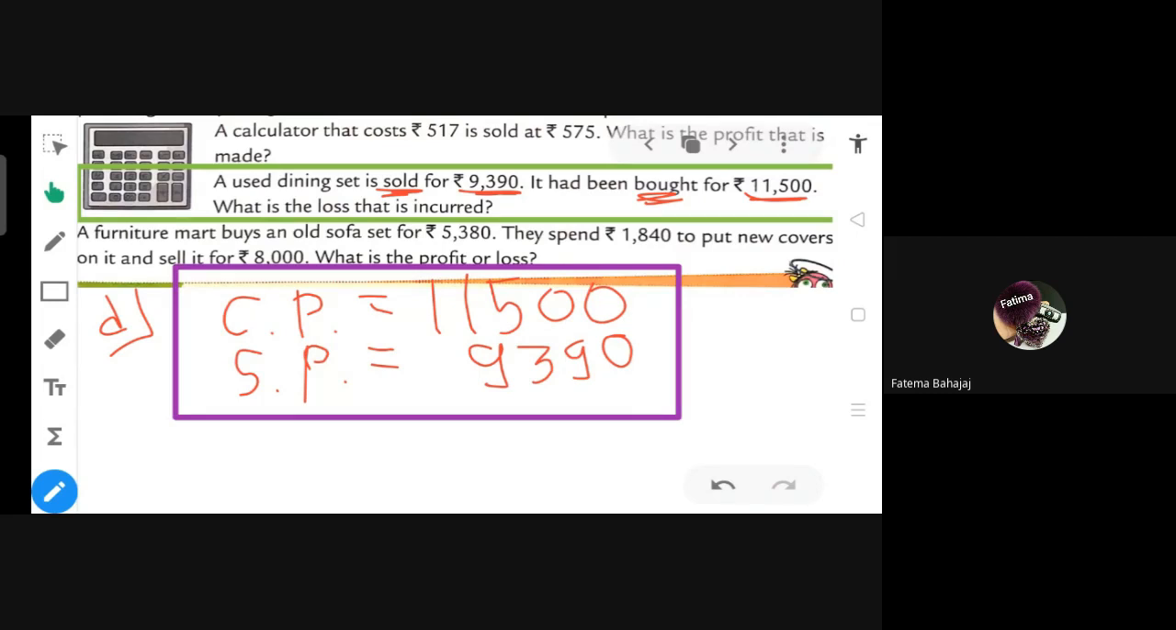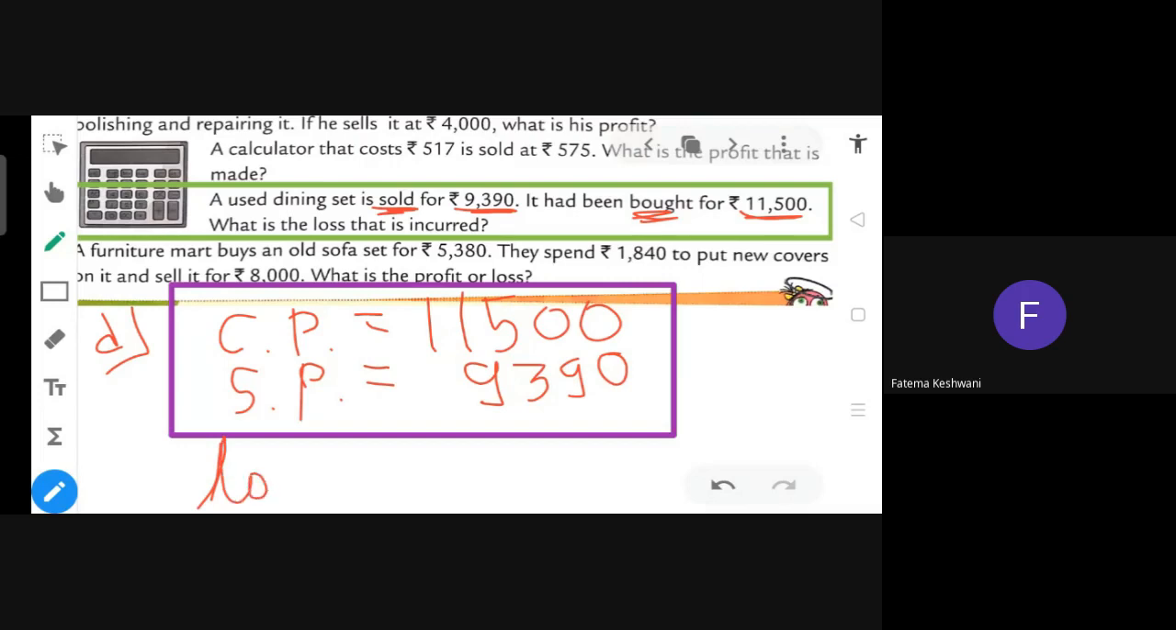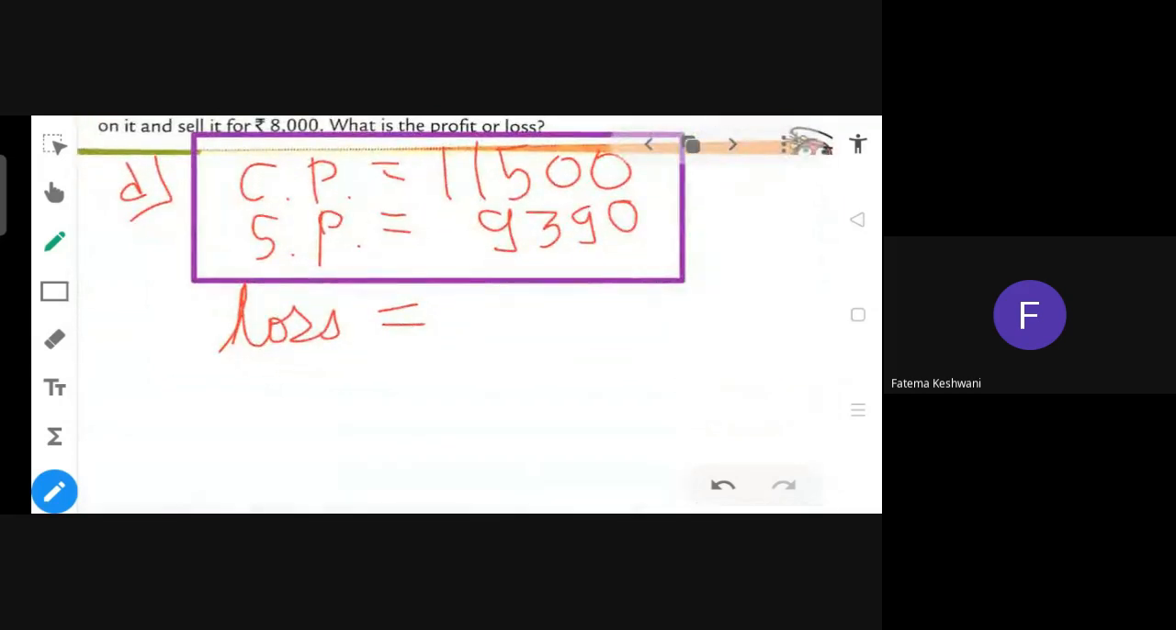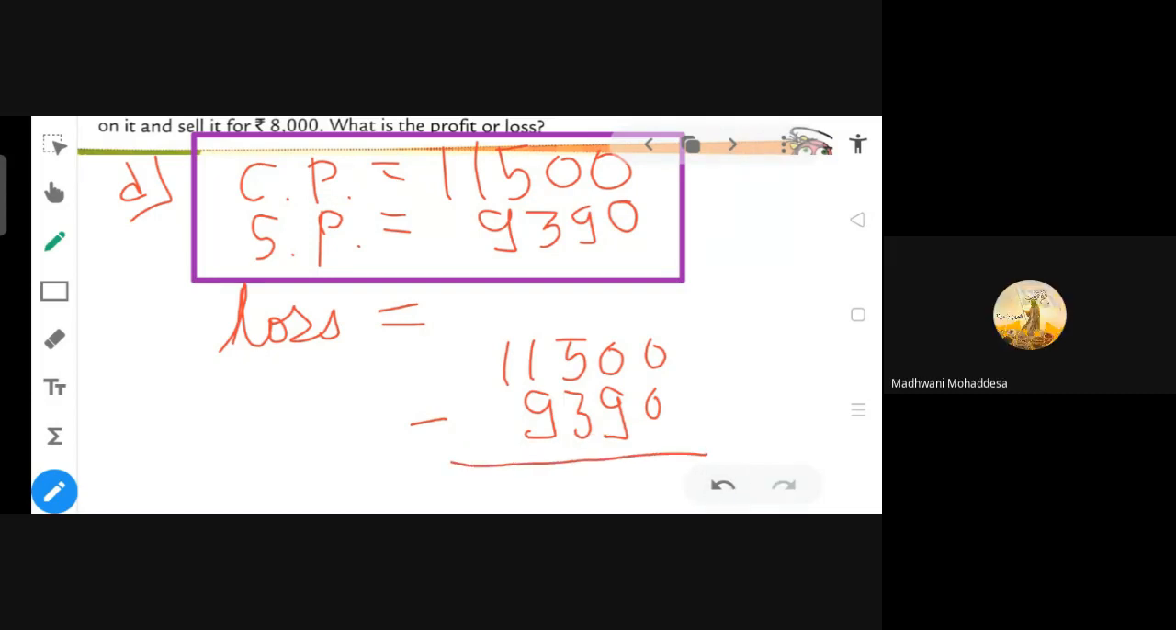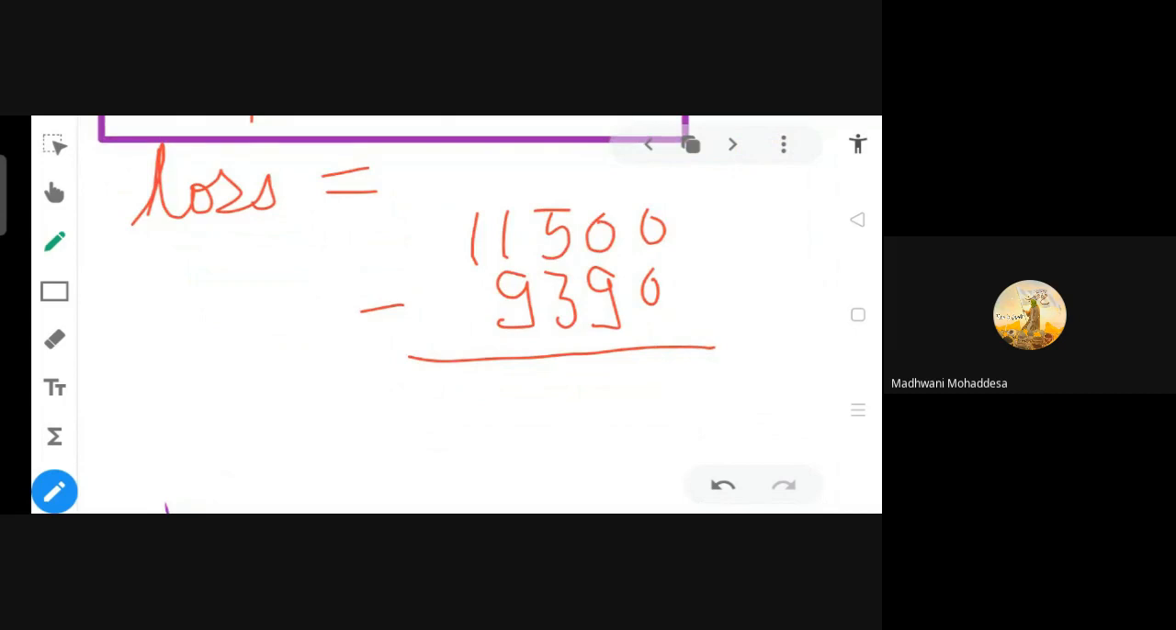Oh, I thought that Modesha is giving the answer. Fatima, you only said cost price is more, so it means loss or profit? Loss. No, profit. Ma'am, can I give the answer? So now everyone just find the loss, 11,500 minus 9,390. Then you can match your answer. But first try in your book. You don't mind. Now, next name, Anisha.